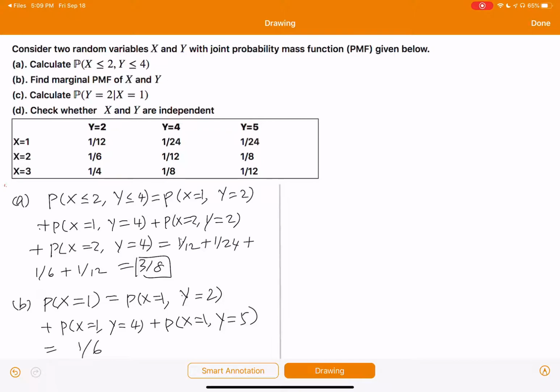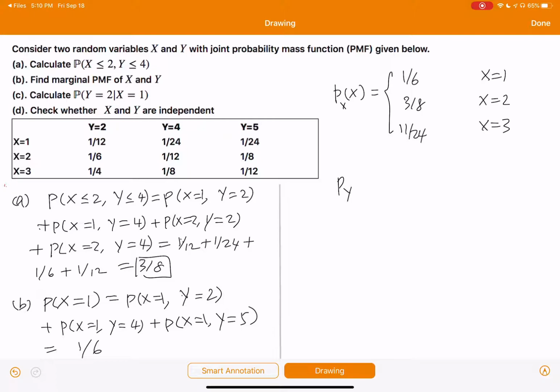I won't repeat all the calculation, but basically we can calculate the PMF for x. It can take 3 values. When x equals 1, we just calculated it. It's 1 over 6. When x equals 2, it's basically the summation of these 3 numbers: 1 over 6, 1 over 12, and 1 over 8. This is the second line. So this is equal to 3 over 8. When x equals 3, it's 11 over 24.